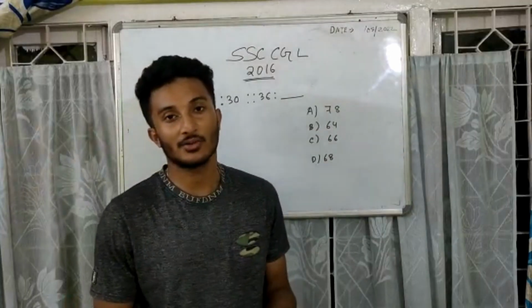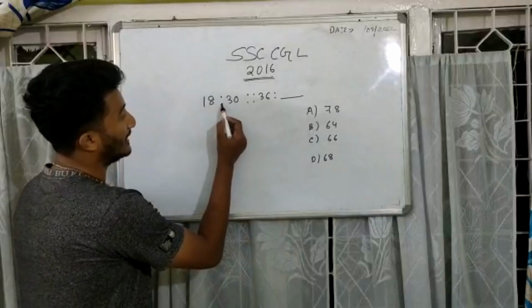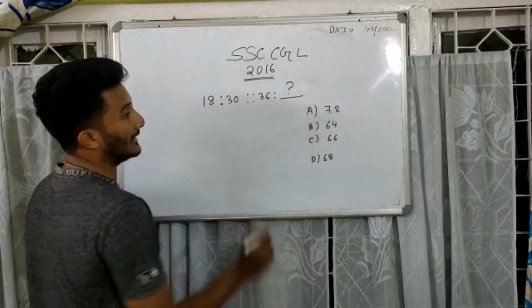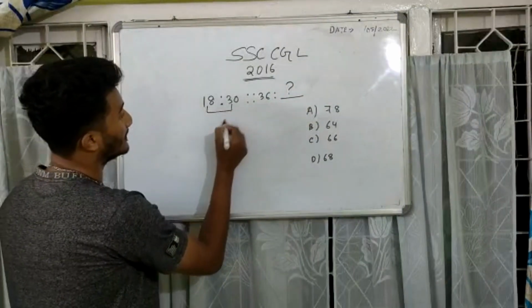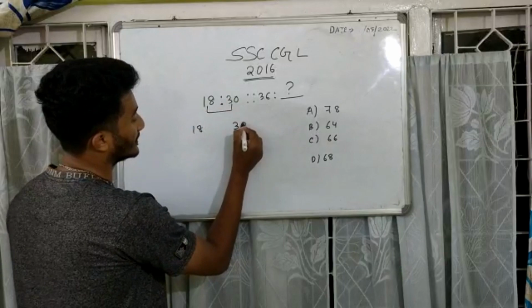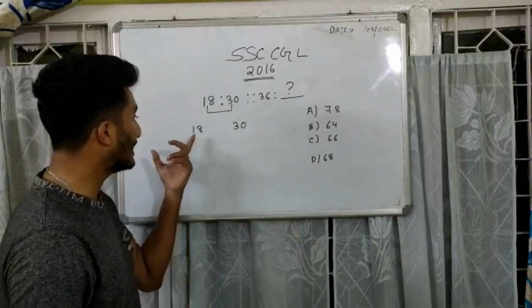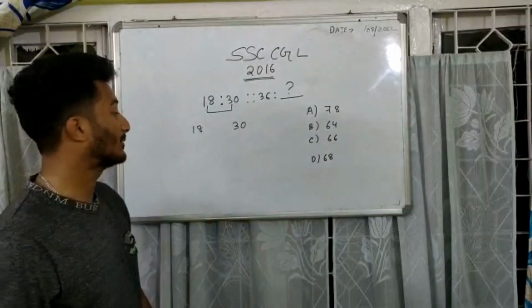So guys, here is another question from SSC CGL 2016, and the question is 18 is to 30 and 36 is to, we have to find out the missing number here again. Let us go through the process. First of all, we have to take these two numbers, 18 and 30. Now we can't use the concept of square and cube, because if we square 18 then it becomes 324, which is way too high compared to 30. So what can we do here?